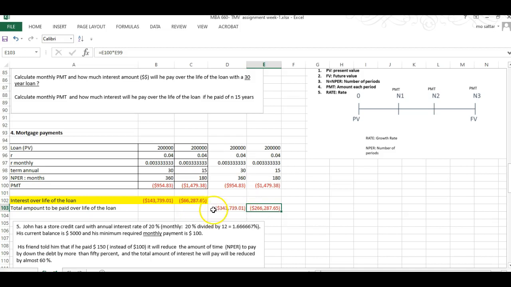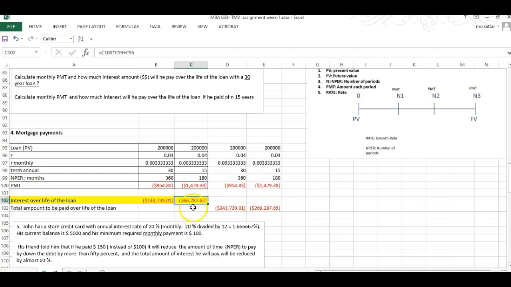Now from this amount, we know that we are getting 200. So the question is, how much of this amount, 343, is the interest? It's going to be 343 minus what we got as principal. That's the reason why we have 143,739. Similarly, for the 15-year, we are paying 266,287 over the 15 years, or 180 payments, but we were paid upfront 200,000. So the interest we are paying is 66,287, which is really this amount, 266,287, minus the 200.